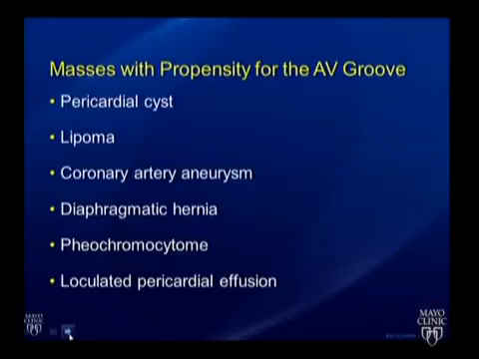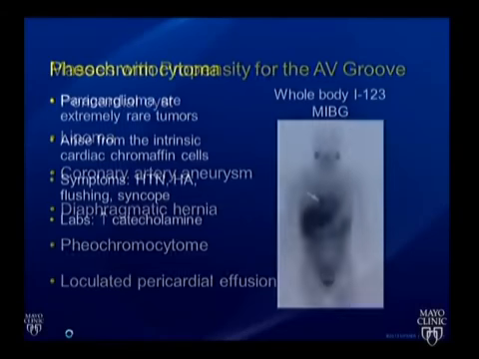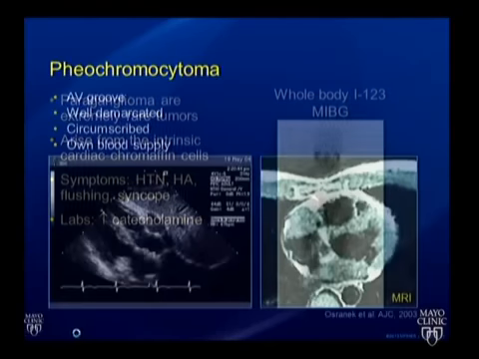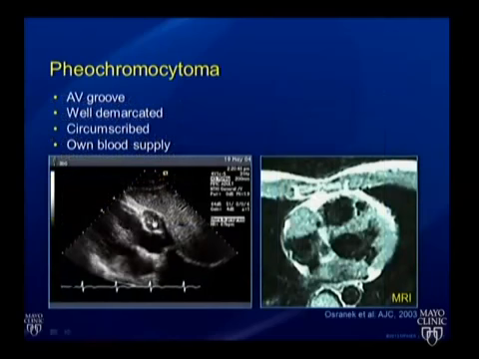These are valves that have a propensity for the AV groove. And I'm going to go through a few of these now in order. Again, very rare masses in general. This pheochromocytoma, I bring it up because sometimes patients will present with the syndrome of pheochromocytoma with hypertension, headache, flushing, and you get the catecholamine tests, and then you see something light up in the heart, and this is usually how they present. So then you go to your echo, and these will be very echo-dense masses.